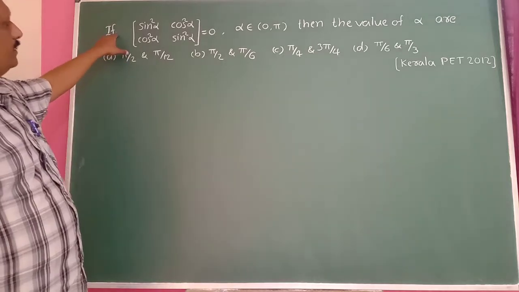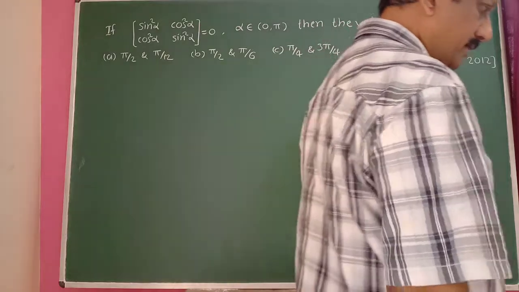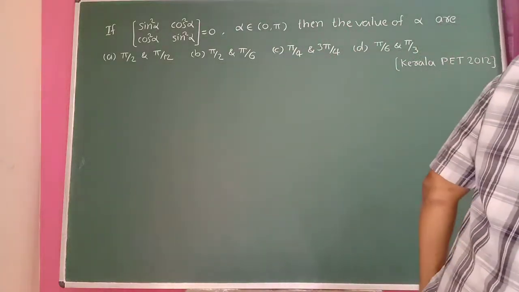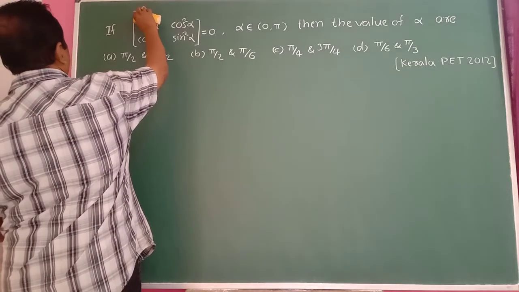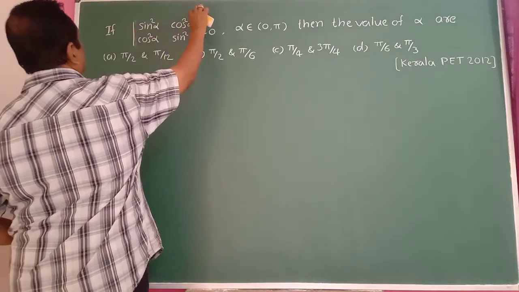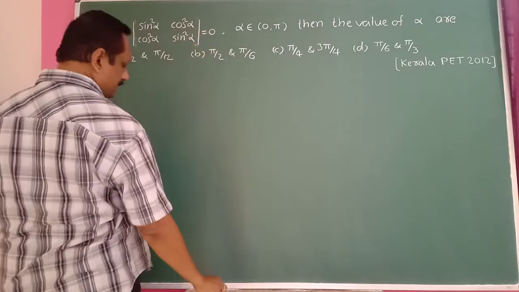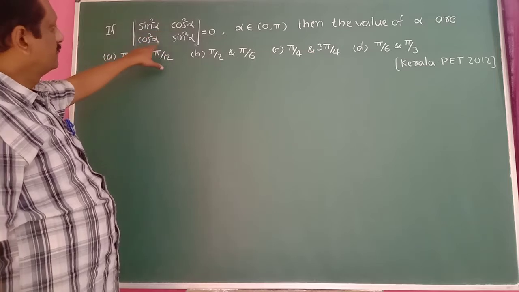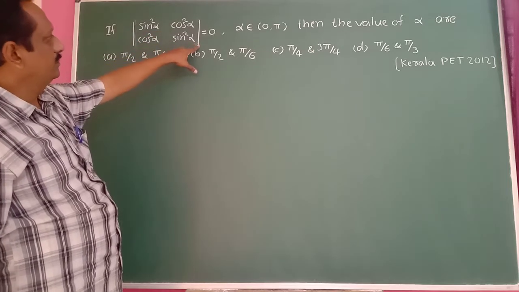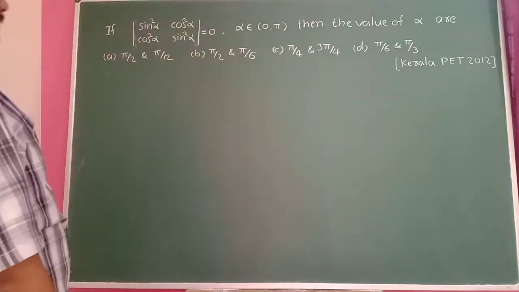If the determinant of the matrix sin square alpha, cos square alpha, sin square alpha is equal to 0, and alpha belongs to 0, pi, then find the value of alpha.